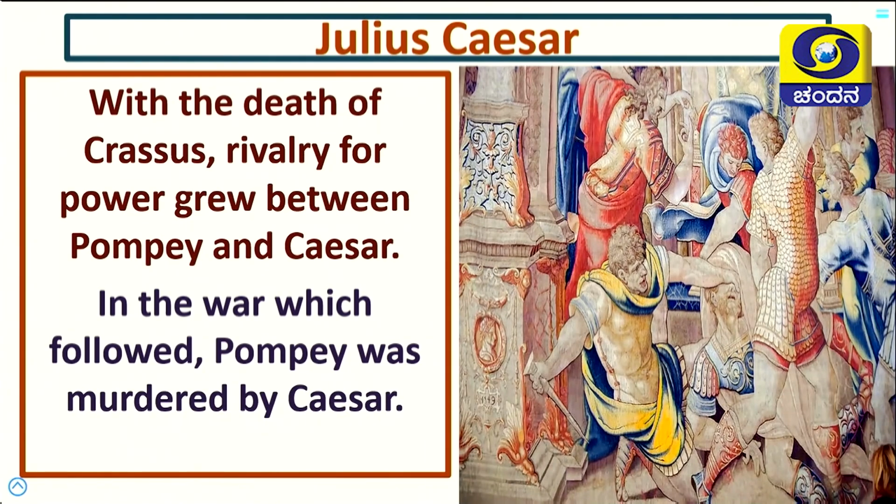With the death of Crassus, rivalry for power grew between Pompey and Caesar. So now, in that, Pompey was murdered by Caesar. See, here you can see the picture. Pompey is murdering or killing the Caesar. So both were friends only. Just human limitations, we can say that. He is killing his own friend.